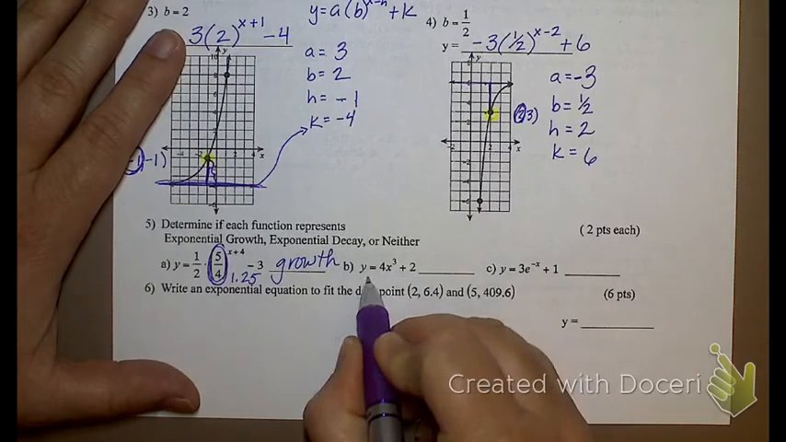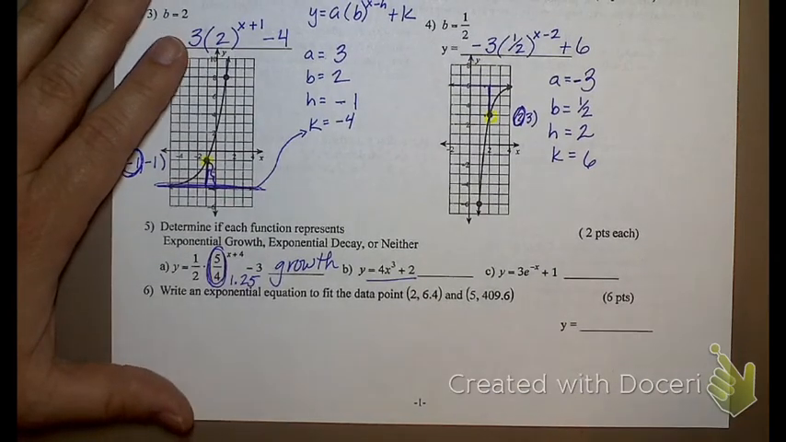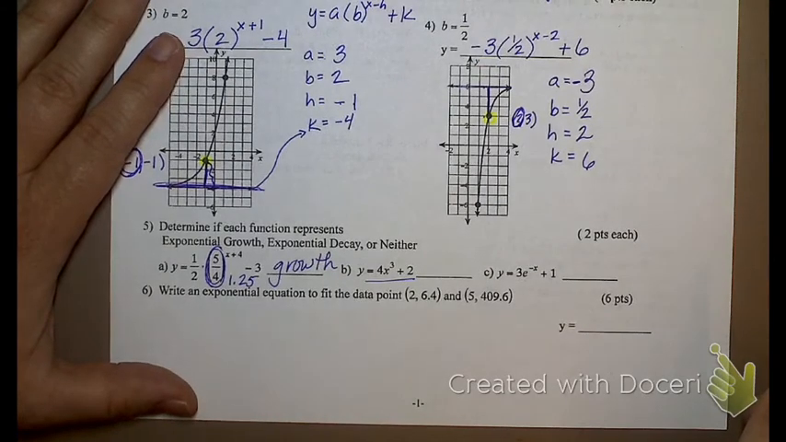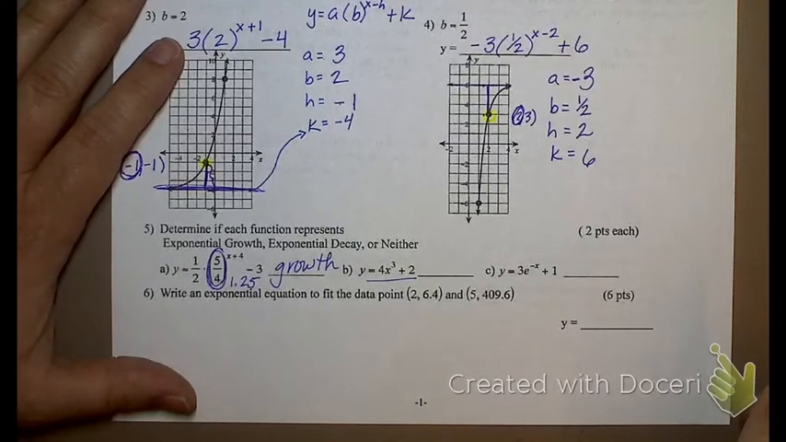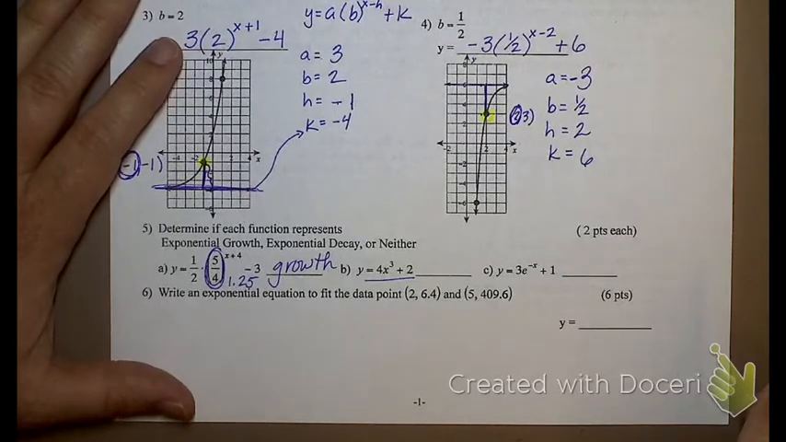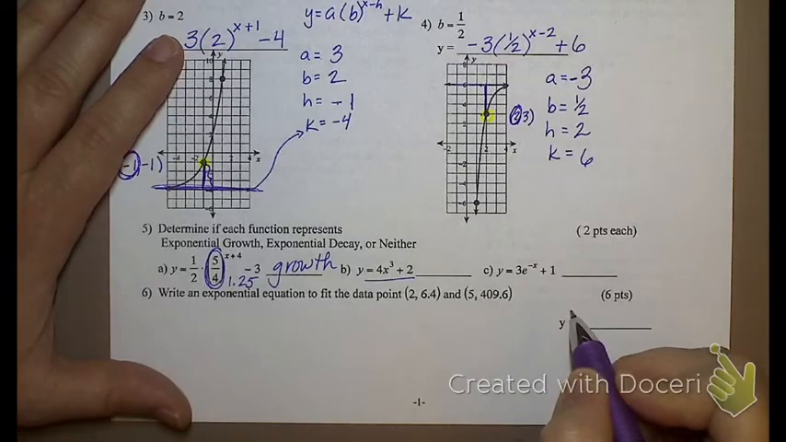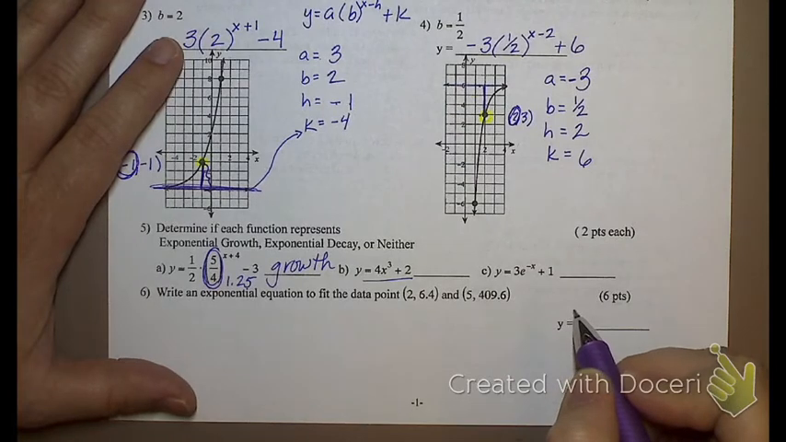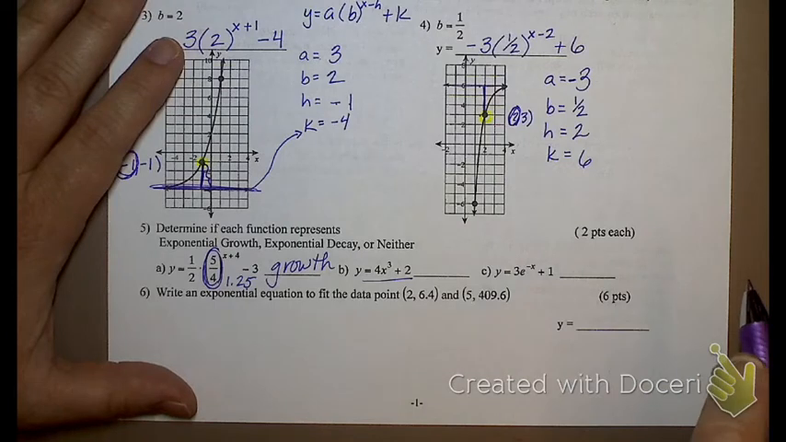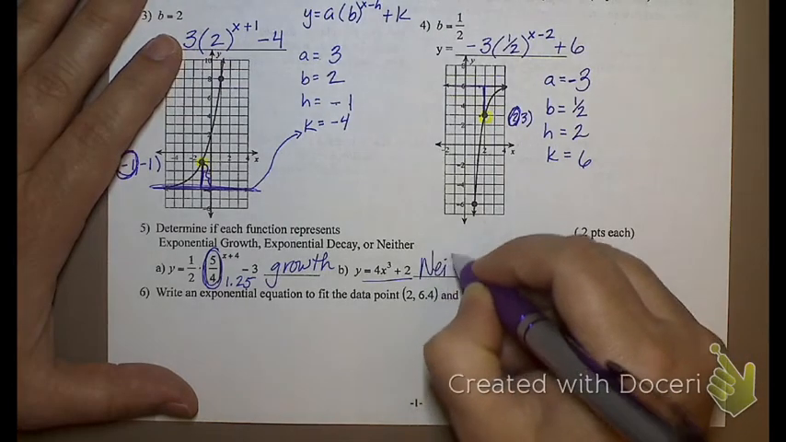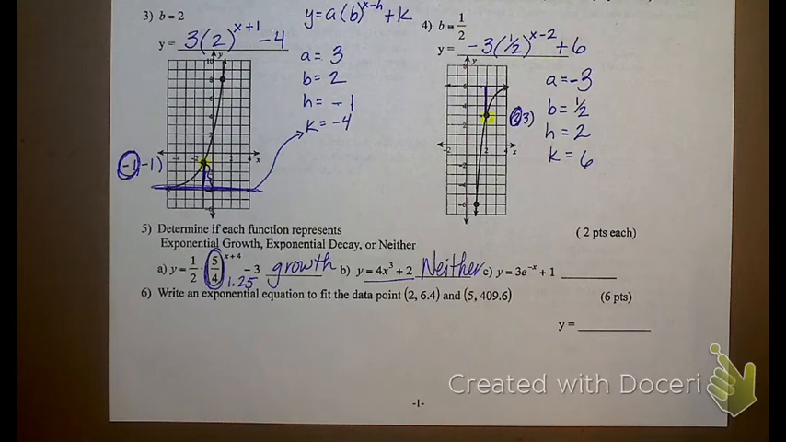Letter B messed up a ton of people, and it's almost exactly like an example that I gave in the notes. What do you notice about letter B? It's a cubic. Do you see that? In order to even talk about it being exponential growth or exponential decay, it first has to qualify as being exponential. And to be exponential, it has to have an x as an exponent. Does it have an x as an exponent? So it is neither. Threw in a cubic to mess with you there.